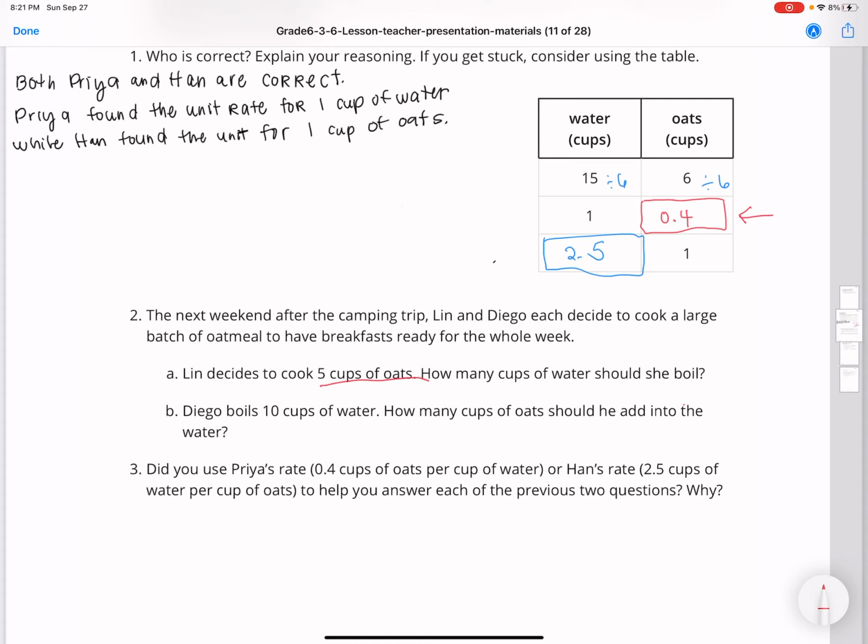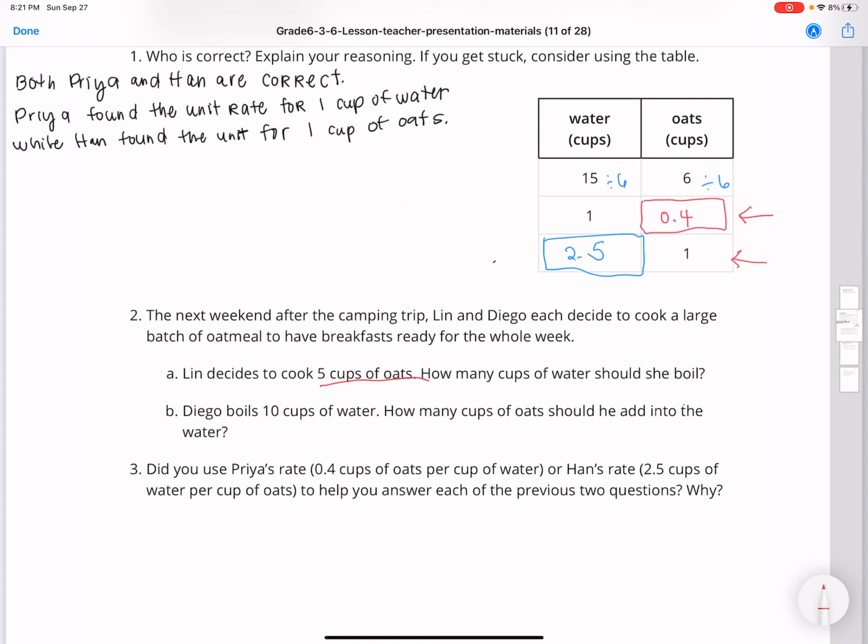Okay, so let's look at the table. She has 5 cups of oats. Would it be better to use the 1 cup of water to 4/10 cup of oats? Or would it be better to use the ratio that says 1 cup of oats to 2.5 cups of water? If you guessed to use the ratio of 1 cup of oats to 2.5 cups of water, you are absolutely correct.